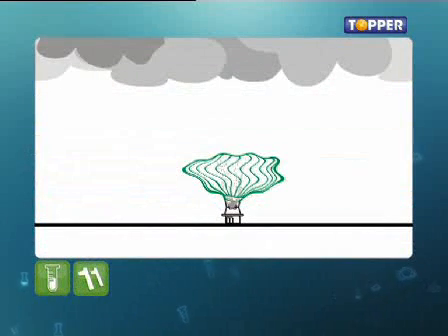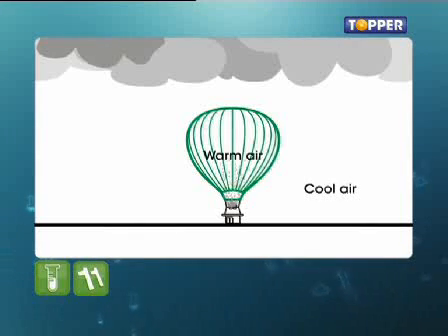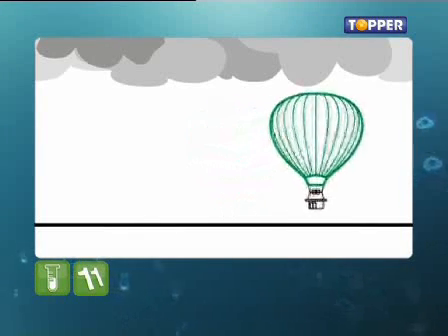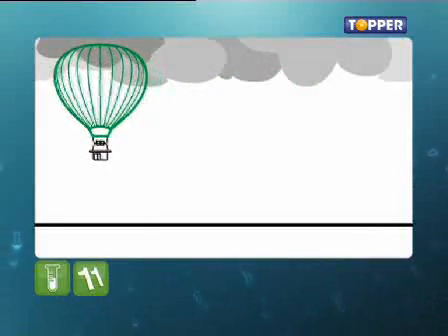The answer is simple. If air is heated, it expands, and warm air is less dense as compared to the cool air that surrounds it. This difference in the respective densities causes the balloon to ascend.